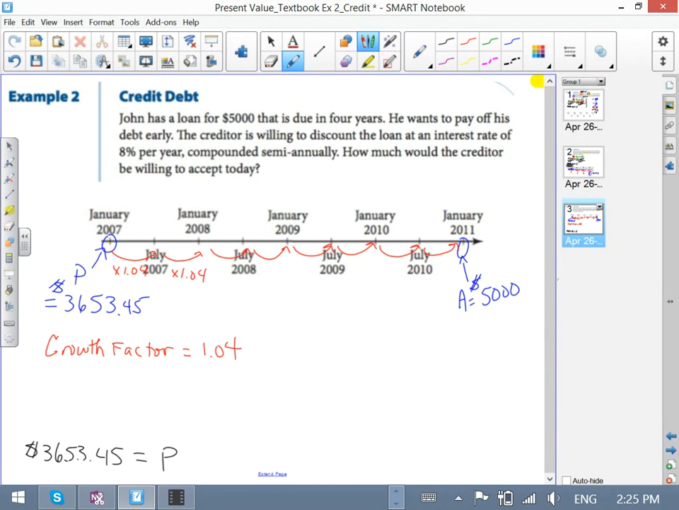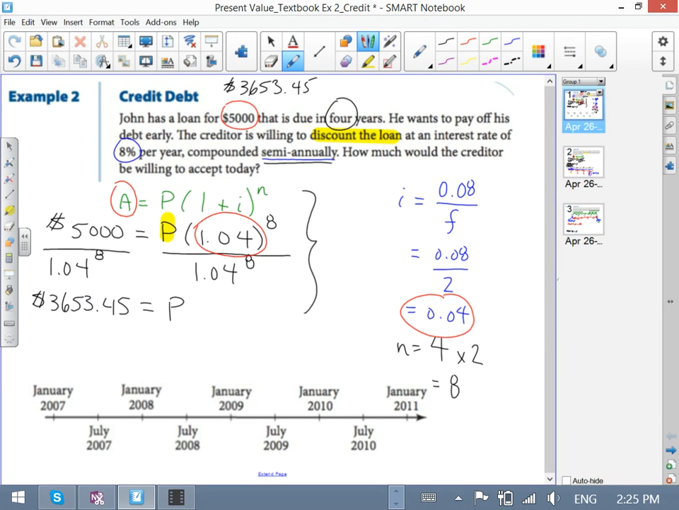Okay? So considering that, if we want to solve this question, how much would they want to accept from us today, that is from John today, we'd have to do the opposite. We'd have to start at 5,000 and go backwards. So divide by 1.04, divide by 1.04, and so on and so forth. So you just keep on doing that and do that 8 times. So that's the reason why we end up dividing by the 1.04.